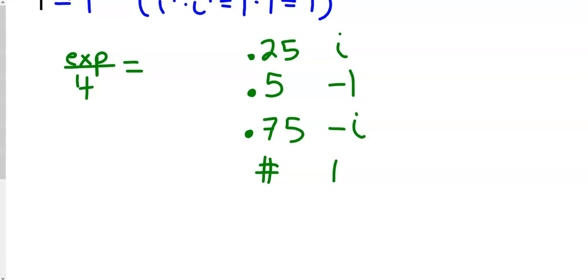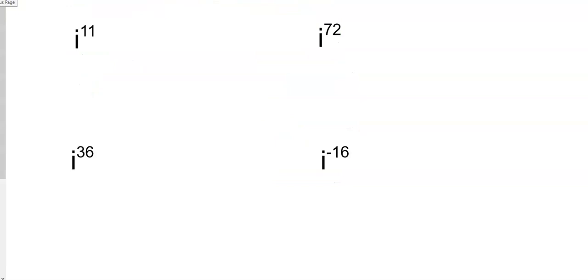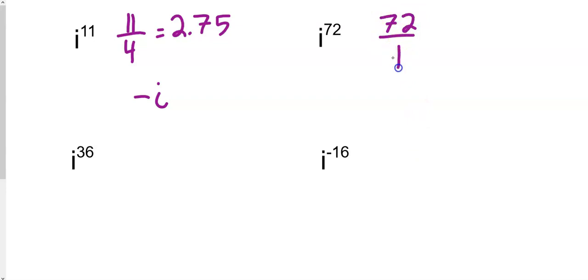So let's take a look at some examples. So i to the 11th. What I just said was take that exponent, divide it by 4. And if you divide this guy by 4, you end up with 2.75. So since my decimal is 0.75, that means my answer to this guy is -i. Really easy. 0.75 is -i, what I just told you. 72, you take 72, divide it by 4, and you get 18. Since there is no decimal, my answer to this is just 1.